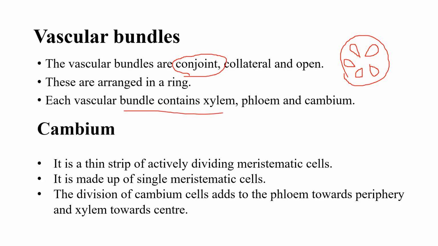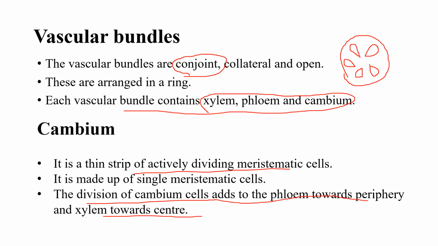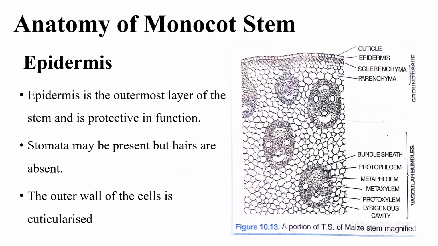Each vascular bundle contains xylem, phloem and cambium. Then cambium is a thin strip of actively dividing meristematic cells. The division of cambial cells adds phloem towards the periphery and xylem towards the center, because phloem is present towards the periphery. So cambium divides and forms the phloem towards the periphery, and to the inner side it forms the xylem. Then anatomy of monocot stem.